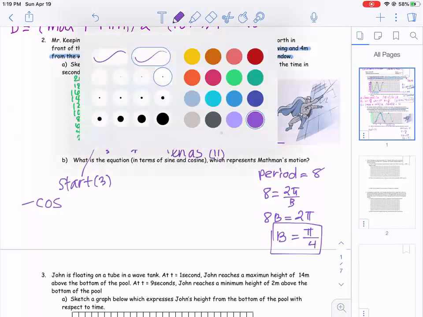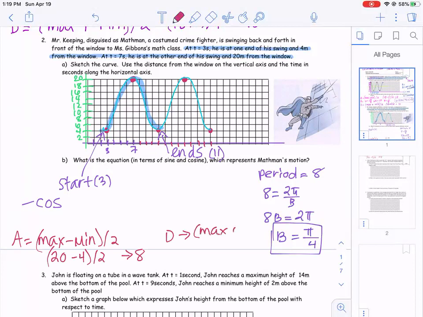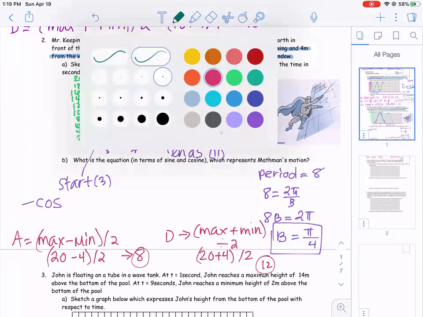Okay. The amplitude is your max minus your minimum divided by 2. So that is going to be 20 minus 4 divided by 2, which is 8. And then our D value is your max plus your min divided by 2. So it's 20 plus 4 divided by 2, which is going to be 12. Okay, so our midline is 12.